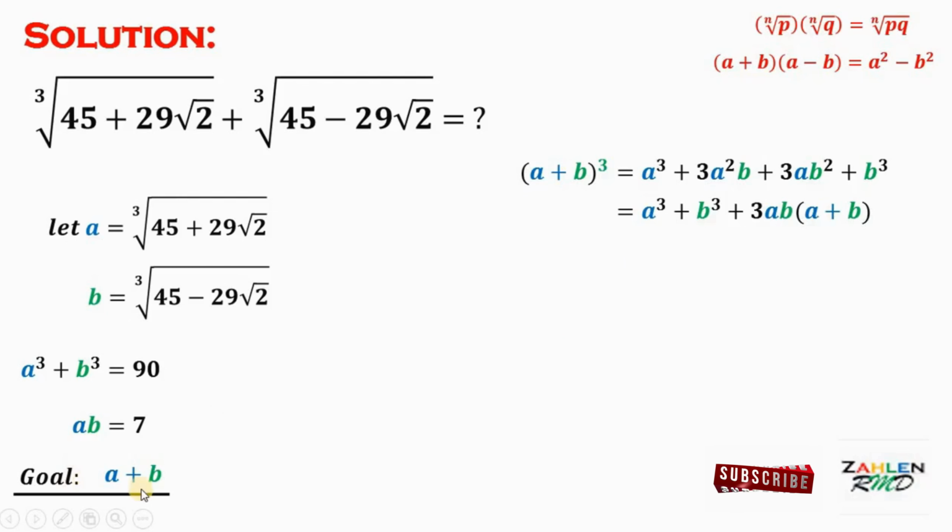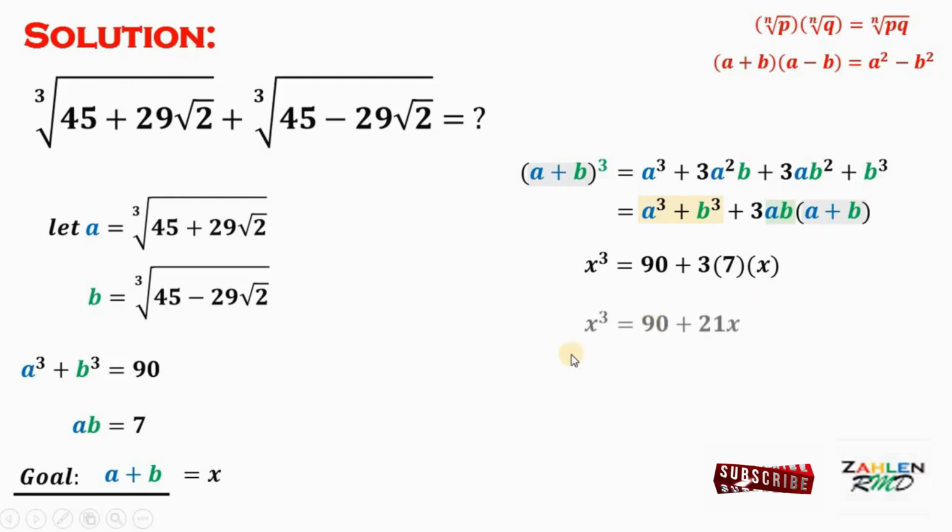Now what we're going to do is to let A plus B be equal to X. Therefore, our goal is to solve for the value of X. Now notice that we have A plus B and A plus B, so we can substitute X in this expression. Also, we have the value of A cubed plus B cubed, which is equal to 90, and A times B is equal to 7. Therefore, our equation now becomes X cubed equals 90 plus 3 times AB, or simply 7, and this is multiplied by X.